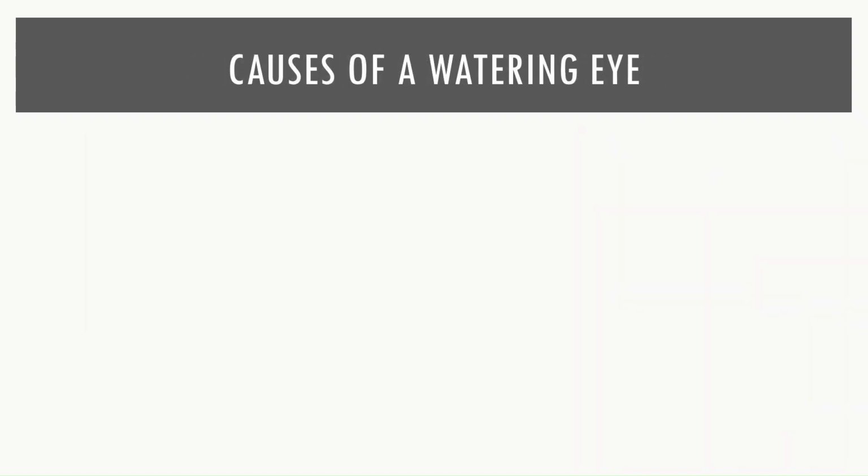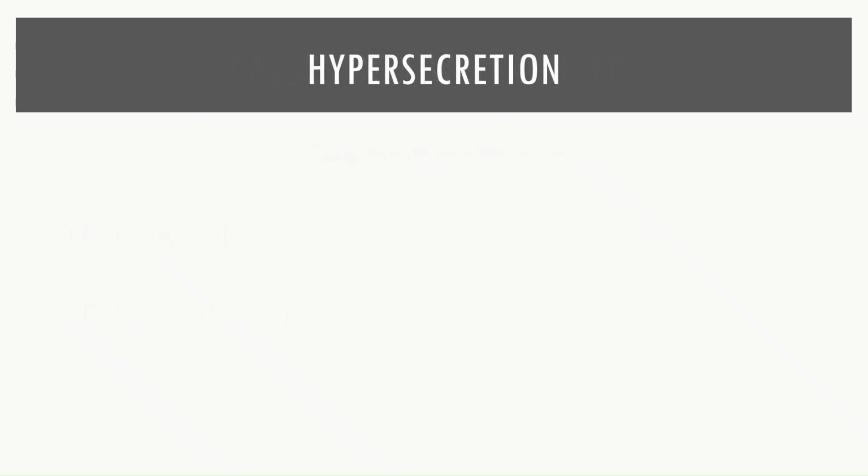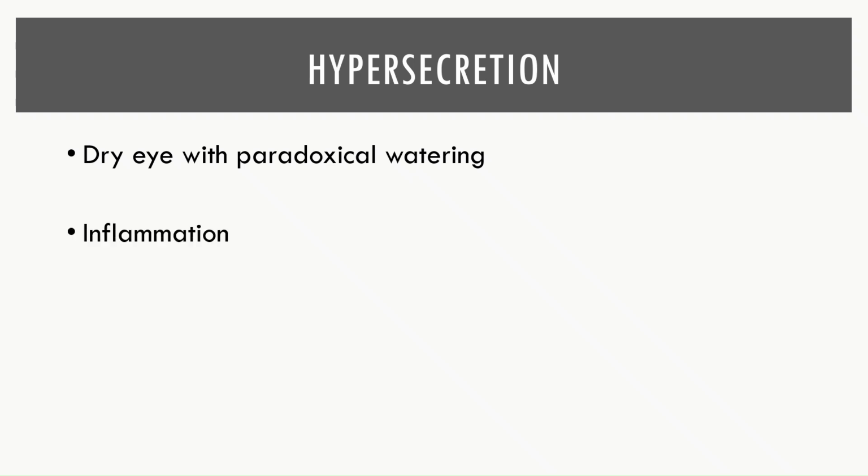Watering of the eye or epiphora occurs due to either excessive tear production or defective tear drainage. Hypersecretion is commonly seen in dry eye where reflex tearing occurs paradoxically. It can also be due to ocular surface inflammation or irritation. In such cases, watering is associated with symptoms like burning, foreign body sensation, and redness.